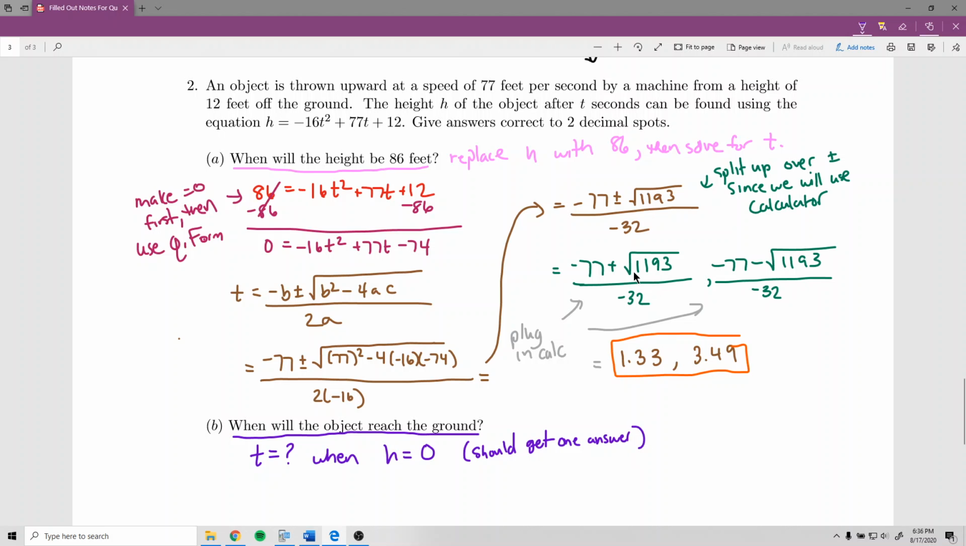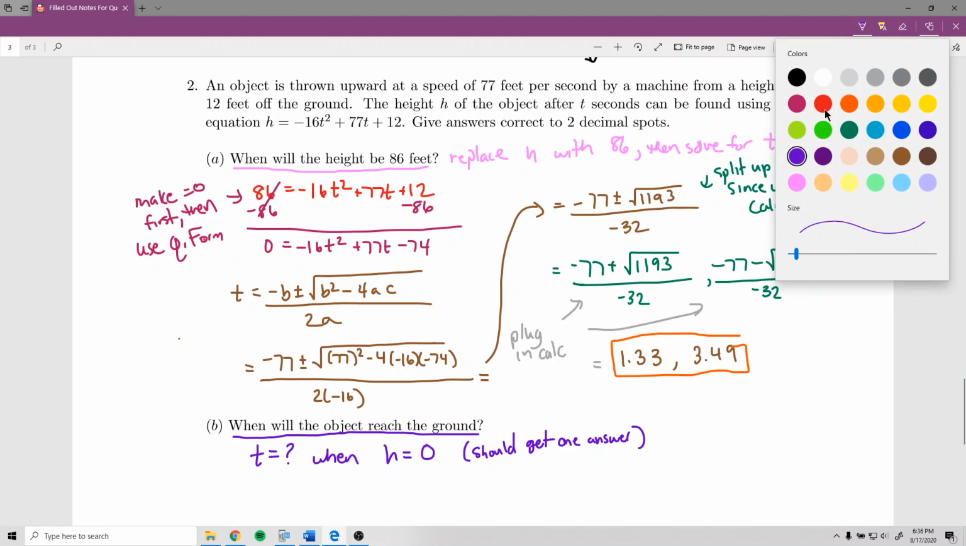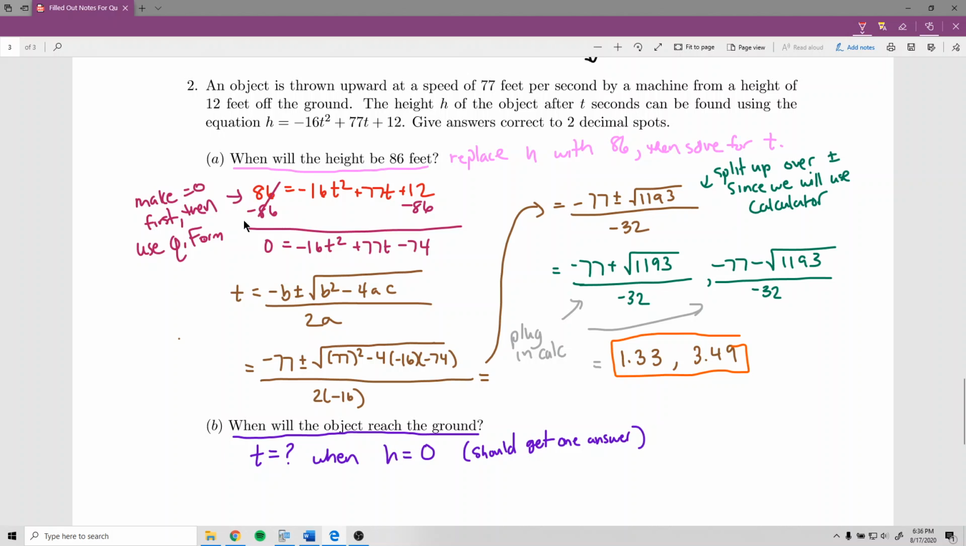But we're going to solve it just like from before. We're going to plug in the h equals 0 to our equation and solve it using the quadratic formula. Right, 0 equals negative 16t squared plus 77t plus 12.